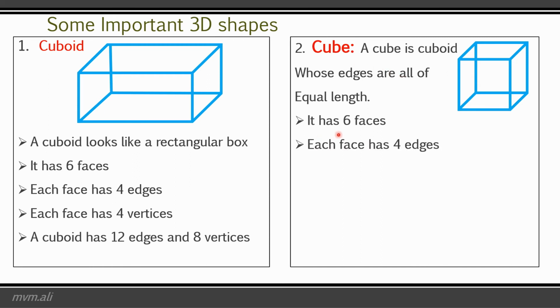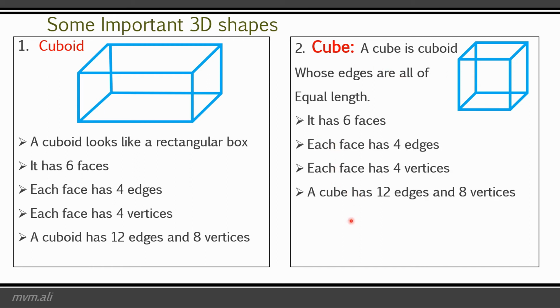It has all the same properties as in the case of a cuboid. The only difference between a cuboid and a cube is that a cube is a cuboid whose all edges are of equal length. All the properties are the same. Clear?